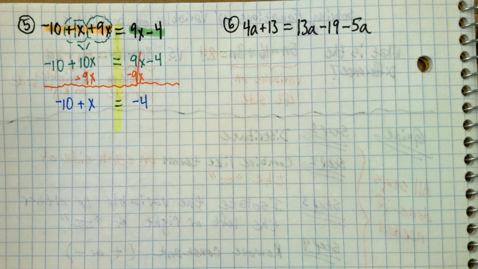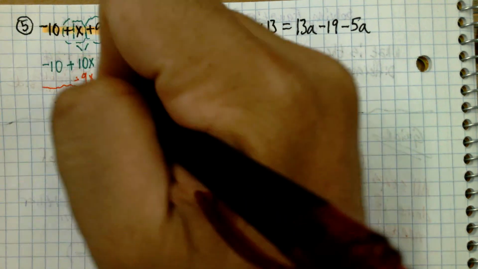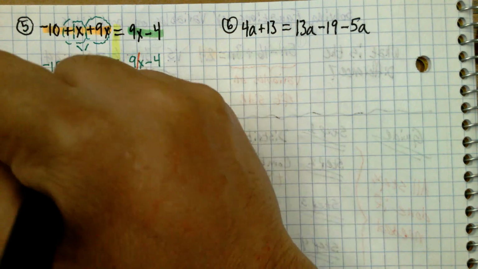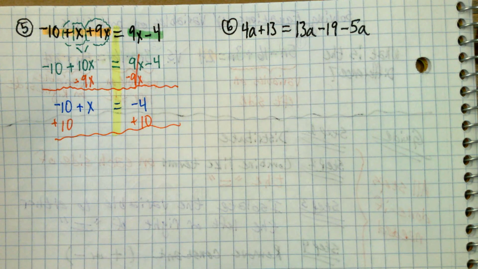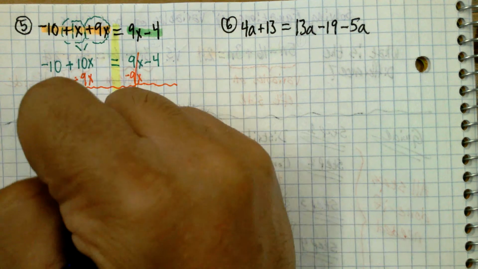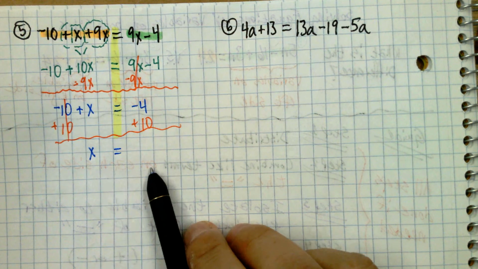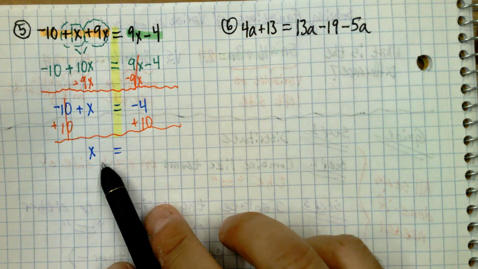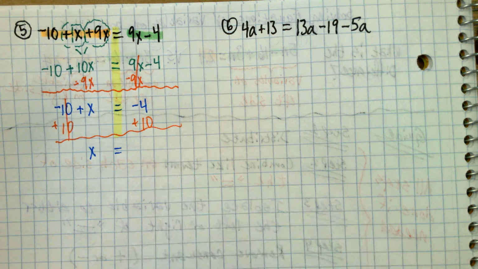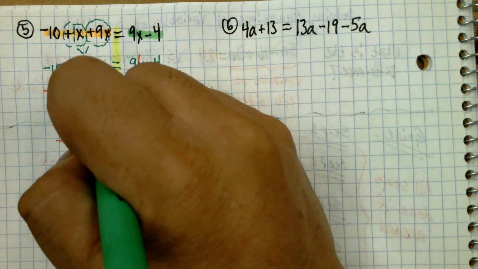Okay? And now, we have to get rid of this minus 10. Let's put a positive 10 there. And let's see what happens. Well, first of all, negative 10 and positive 10 cancels out. And then we're left with x equals, oh, look, we don't have to divide out a coefficient or multiply it out because it's just x now. That's what we wanted. We got negative 4 and 10. That's positive 6. So in the end, we got an answer of x equals 6.